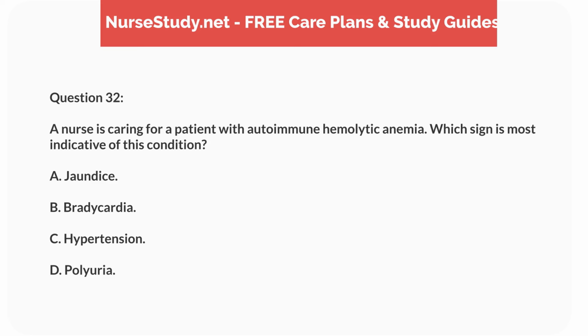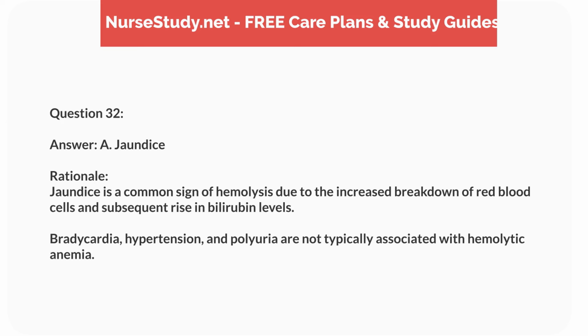A. Jaundice. B. Bradycardia. C. Hypertension. D. Polyuria. Answer: A. Jaundice. Rationale: jaundice is a common sign of hemolysis due to the increased breakdown of red blood cells and subsequent rise in bilirubin levels. Bradycardia, hypertension, and polyuria are not typically associated with hemolytic anemia.